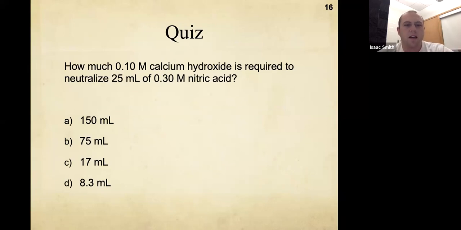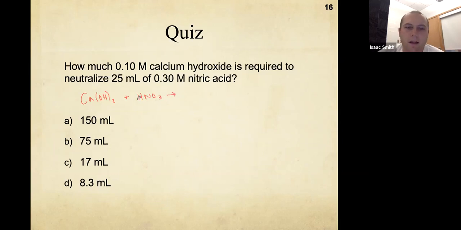Okay, so it says how much 0.1 molar calcium hydroxide is required to neutralize 25 mils of a 0.3 molar nitric acid. Okay, so on this one, it's going to require us to kind of write a few things out. So calcium hydroxide is required to neutralize nitric acid. Okay, so HNO3.